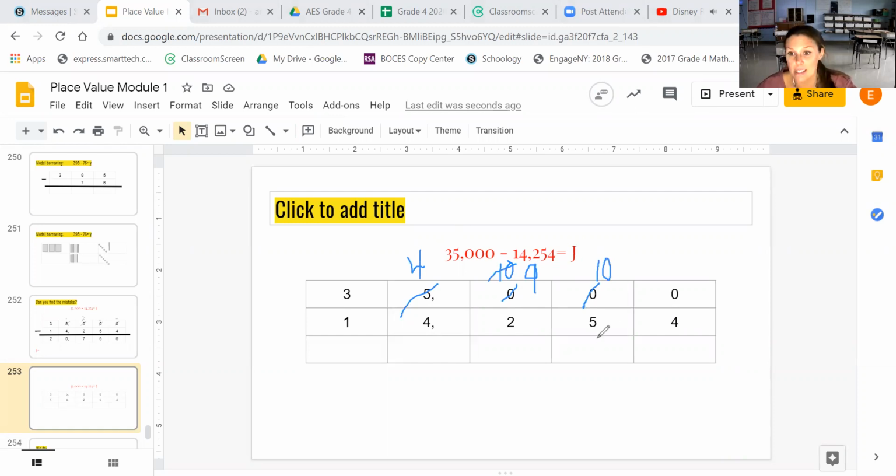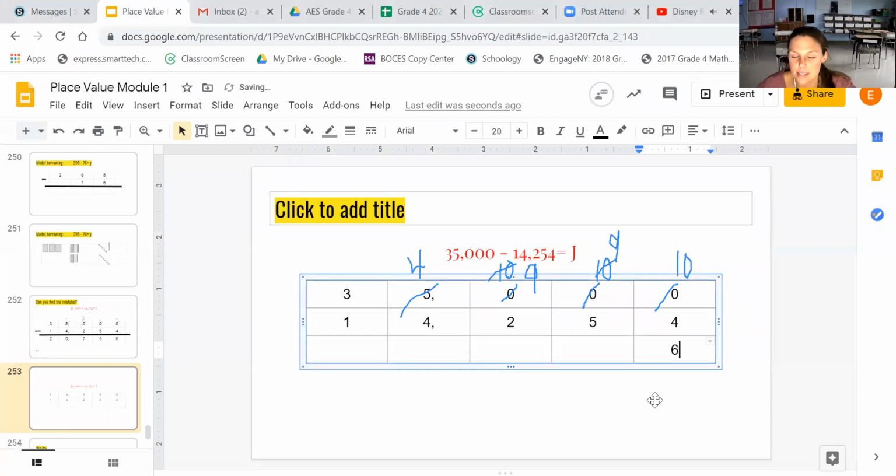Okay, now this bank has money, so I can borrow from them in order to actually subtract. So now I can subtract. 10 minus 4 gives me a difference of 6. 9 minus 5 gives me a difference of 4. 9 minus 2 gives me a difference of 7. And I can continue to subtract.